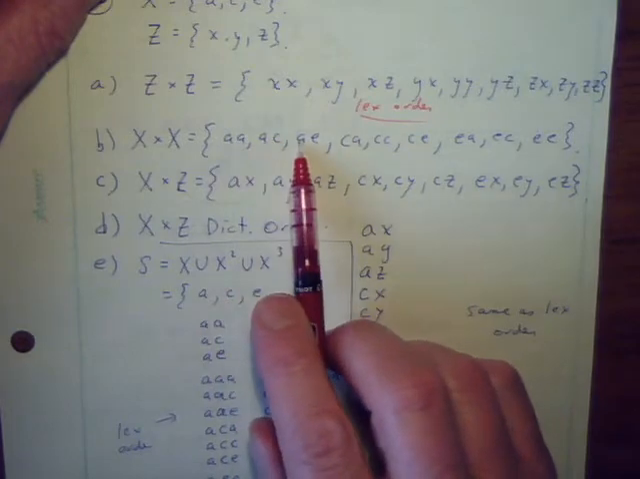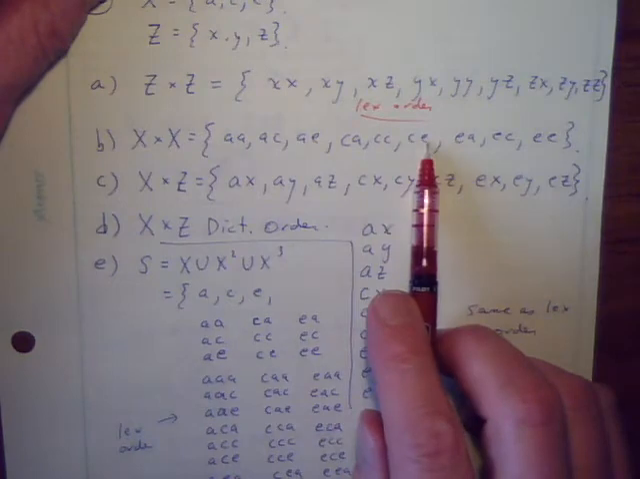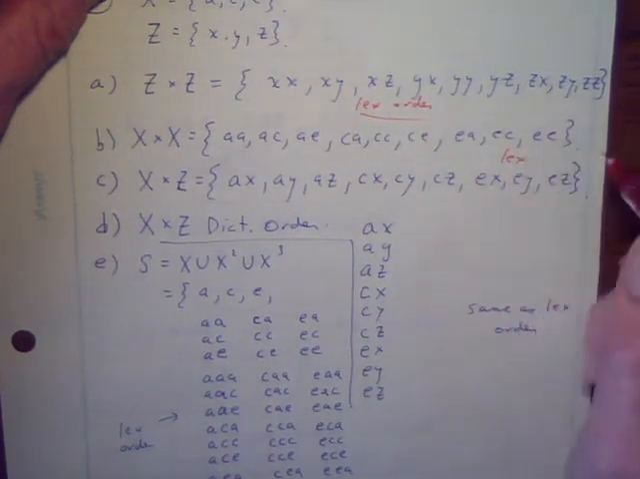A in the front with an A, C, E at the back. C in the front with A, C, E at the back. E in the front with A, C, E at the back. That's already Lex order also.